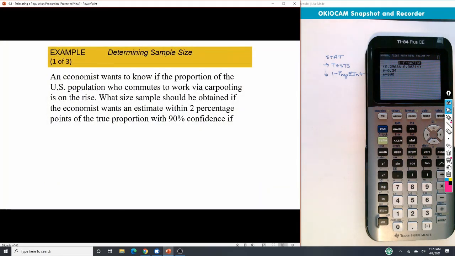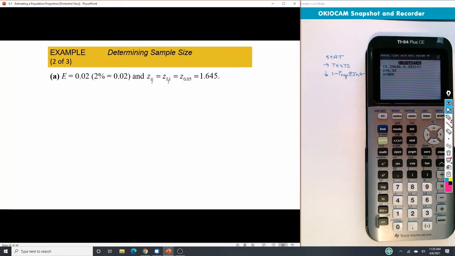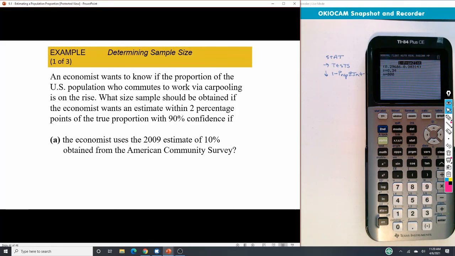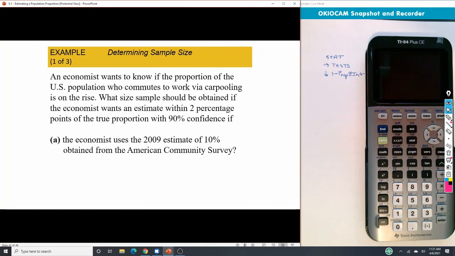All right. So here we have a sample size, and we want to estimate within 2 percentage points of the true population with a 90% confidence. In part A, we have a point estimate of 10%, and in part B, we're not going to know. So, things we need. E is 0.02 because it said 2 percentage points. If it says 2 points, we use 2. The 2 percentage points is 2%. We change that over to 0.02.